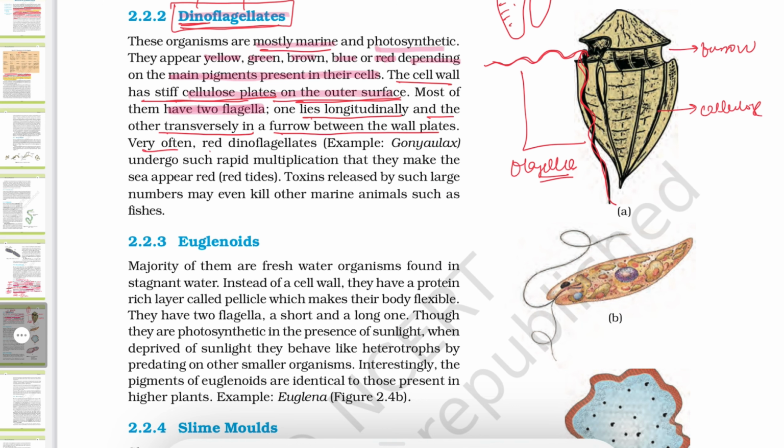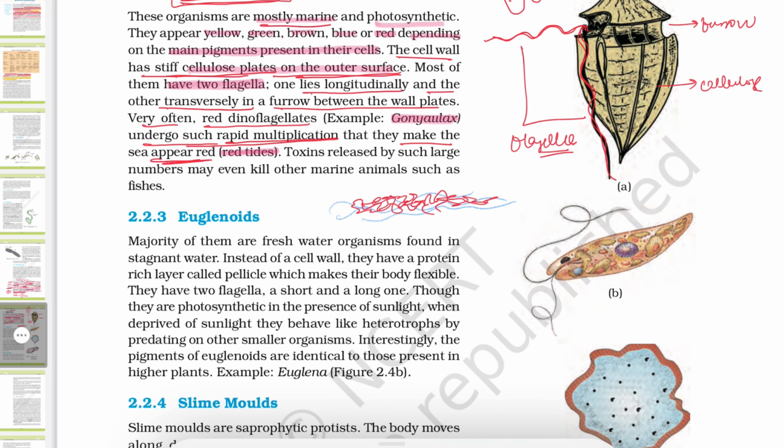Very often the red type of dinoflagellates undergo such rapid multiplication. They divide rapidly and increase in number, so they make the sea or the ocean appear red. This condition is called red tides. Whenever dinoflagellates grow in number, they make the color of the seawater red, so these are called red tides. Which type of dinoflagellates? Gonyaulax. This is the example of a dinoflagellate that forms red tides.